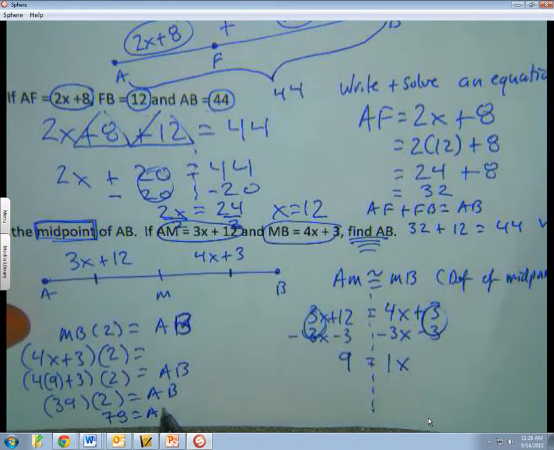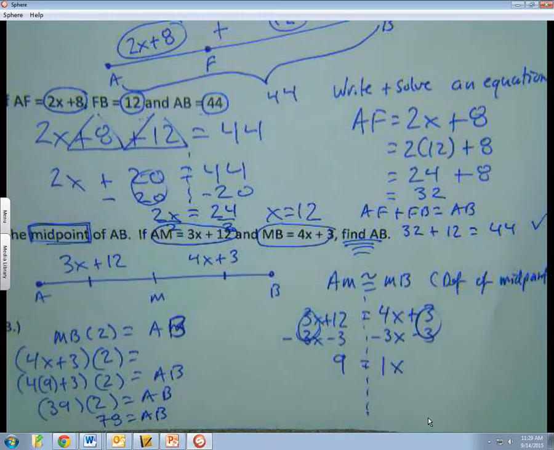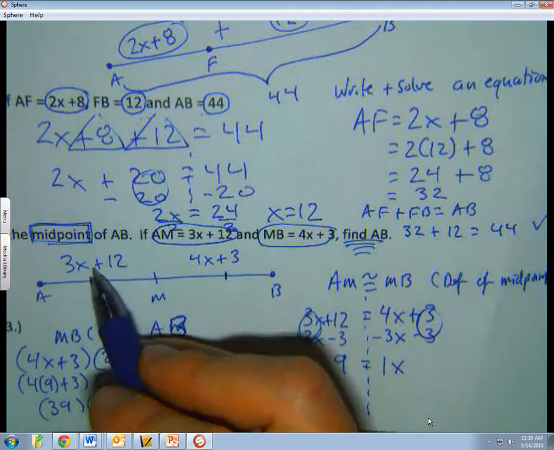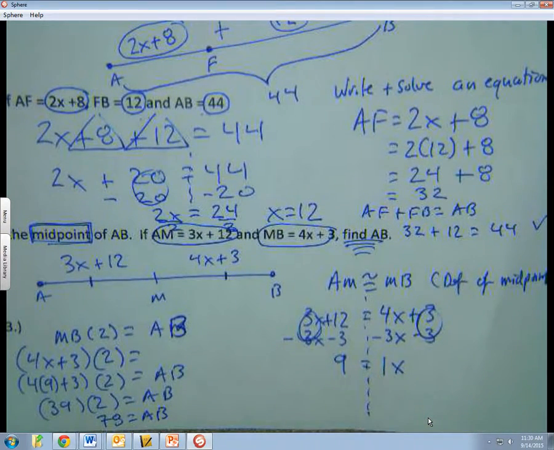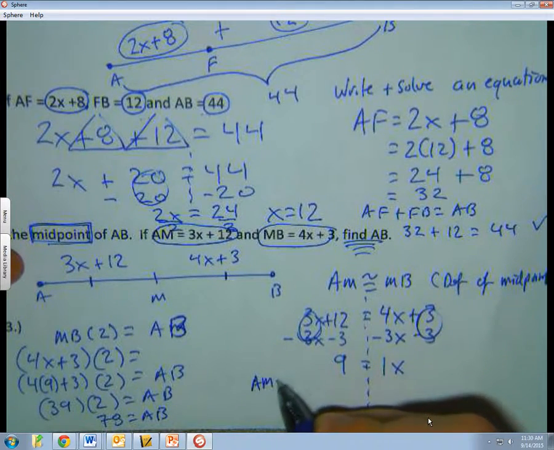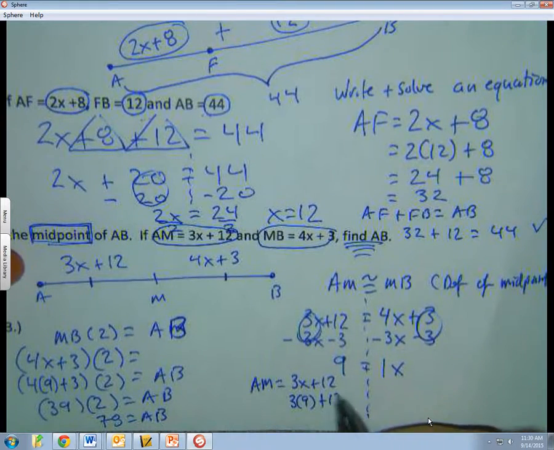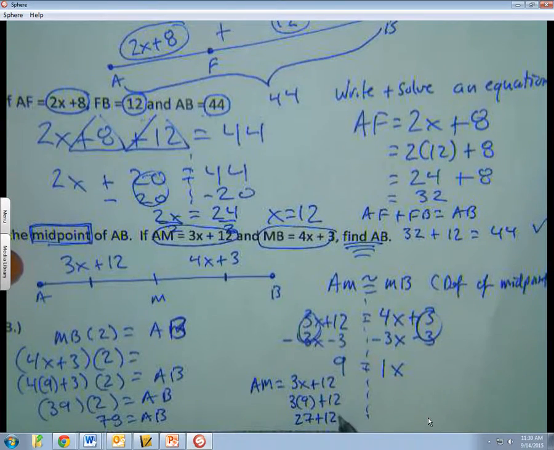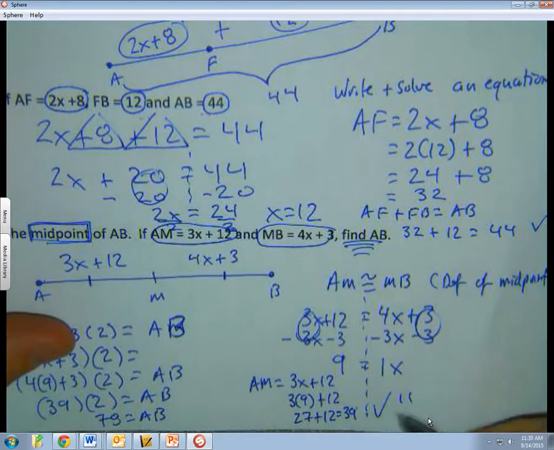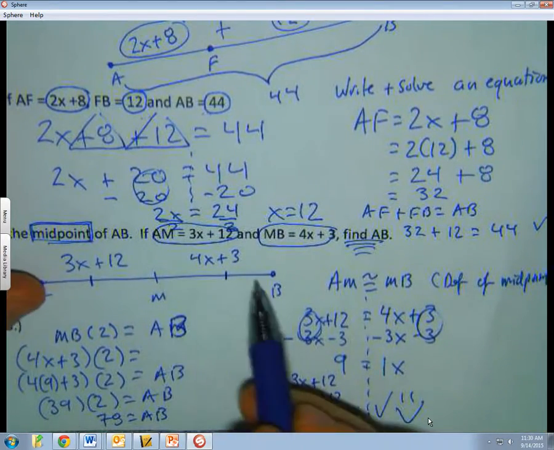Okay. If we wanted to check it, we could plug in 9 right here, and it should be half of that, or 39. So let's do that. AM is 3x plus 12. 3 times 9 plus 12. 3 times 9 is 27 plus 12 is 39. So that checks. Right, it's equal to the other half, and you double it, you get AB. So there you go, little word problem work.